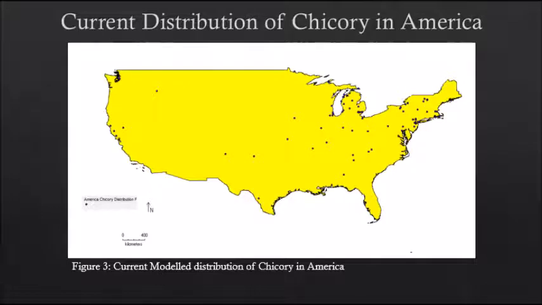In this slide, we can see the current distribution of the chicory crop around the region of America. We can see that the crop is more dominant in the northeastern areas of America, such as New York, Ohio, Michigan, and Pennsylvania.